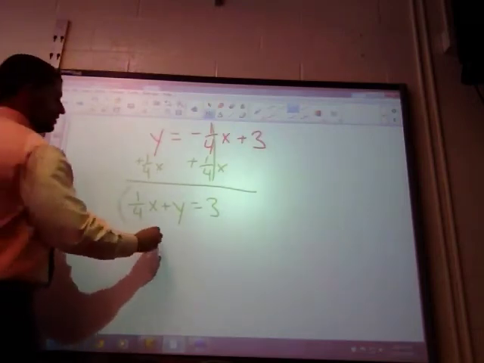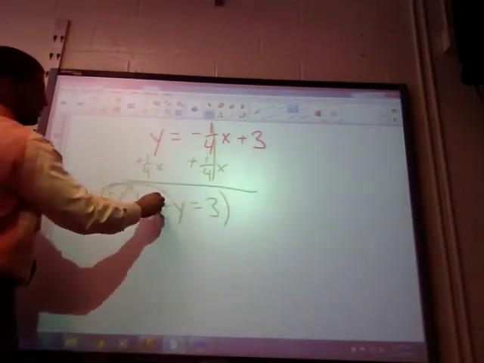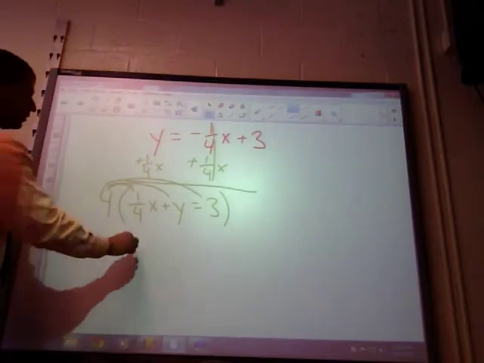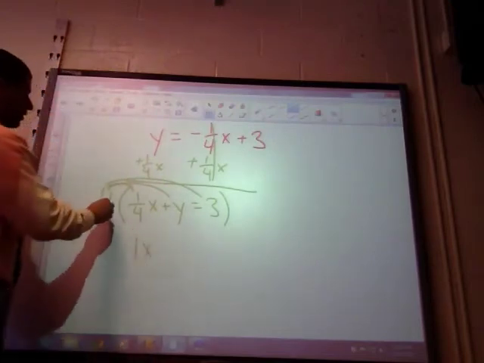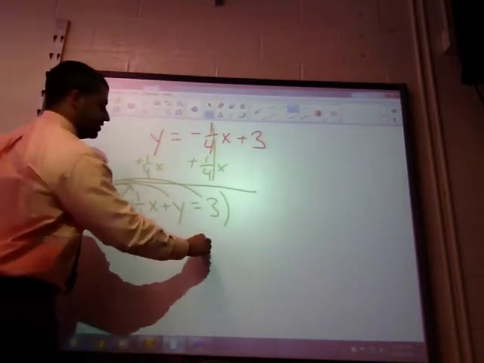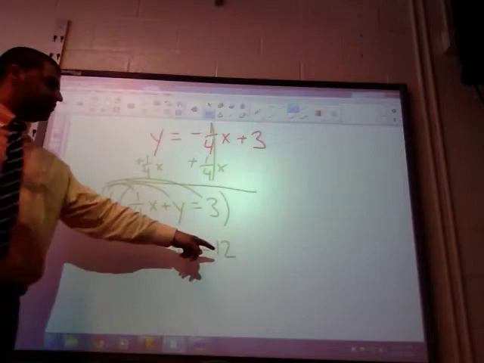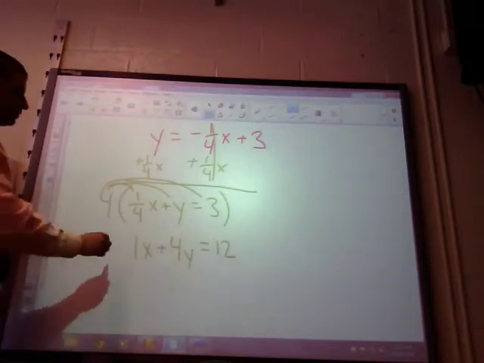Let's try multiplying by the denominator. So we have a 4 that we're distributing to everything. 1/4 times 4 is 1, so we have 1x. 4 times 1 is 4, so 4y. 4 times 3 is 12. So now we have a positive integer, integer, integer, and we're in standard form.